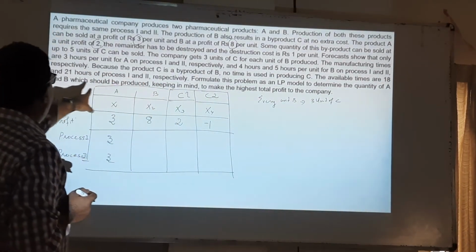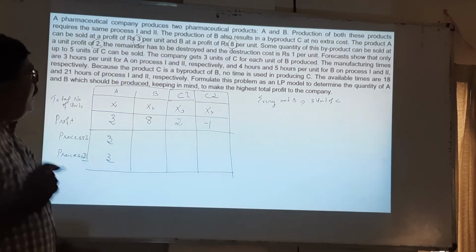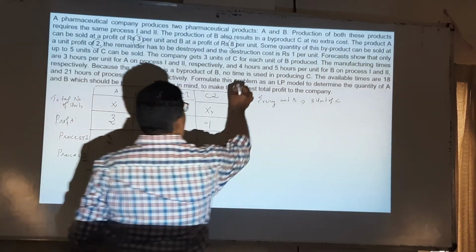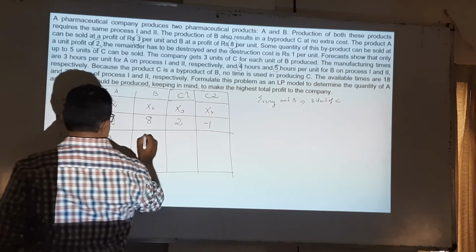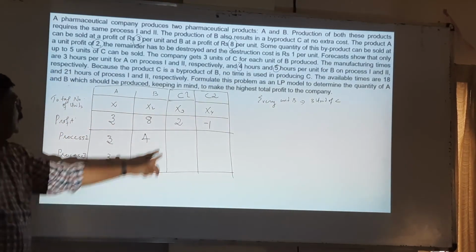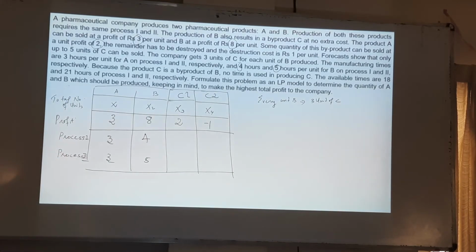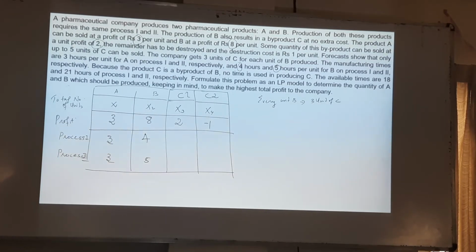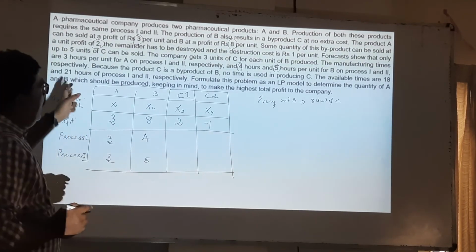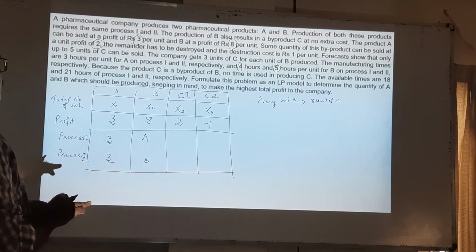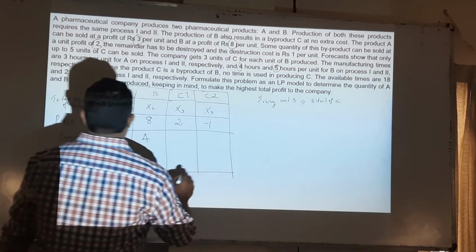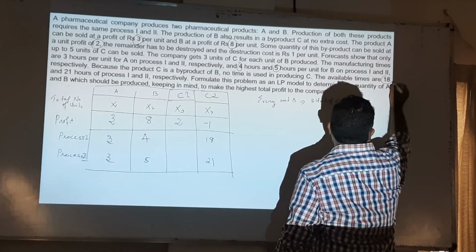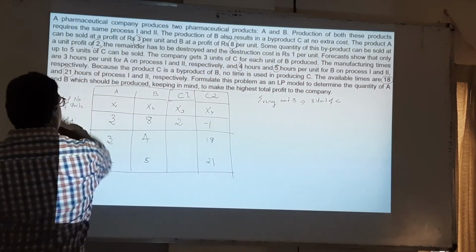Next, what are the other things? For B, the manufacturing times are 4 and 5 hours per unit for process 1 and 2. Agree? 4 and 5. See how much time it will take for C? No time. Why? Because it is a byproduct of B. Every time B is manufactured, C will automatically be manufactured, so extra time is not required. The available time is 18 hours for the first process and 21 hours for the second process, which is given.